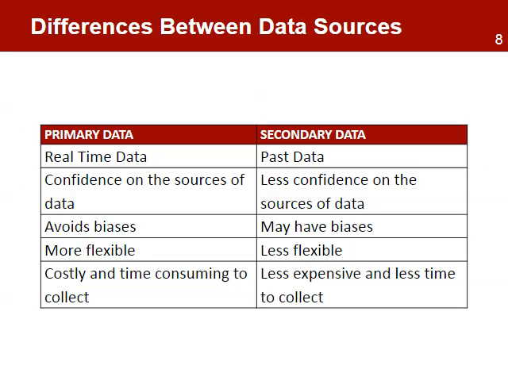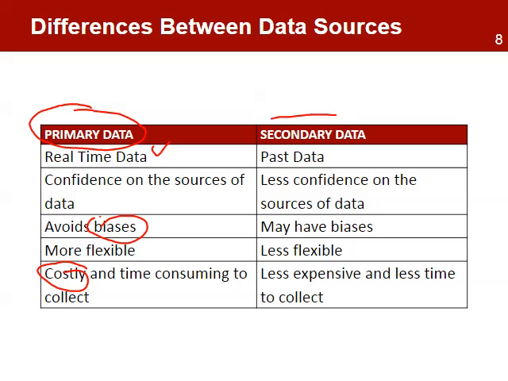Here are some of the differences between primary and secondary data to take into consideration when deciding the data sources for tracking the performance indicators. Primary data is real-time data. There is confidence in the sources, it has no biases, and there is more flexibility at the time of collecting it, but it is more expensive and takes more time to collect.